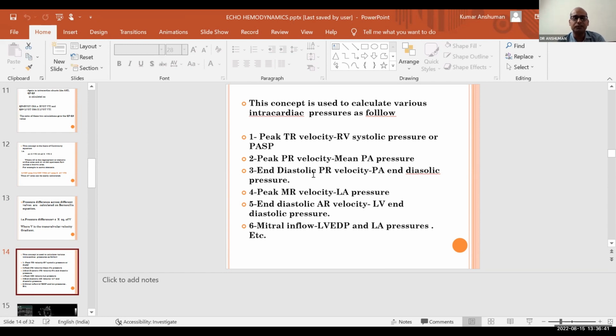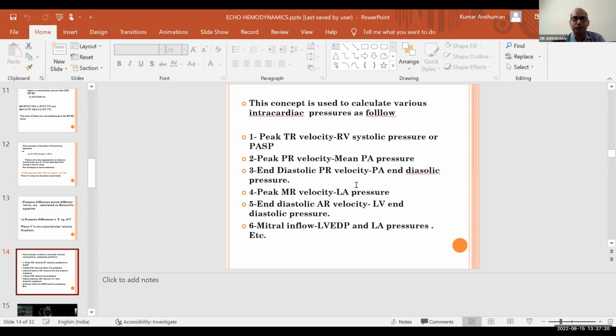The basic difference is that where you get low velocities, you use pulse wave Doppler, and where you get high velocities, you use continuity wave. Like peak MR velocity, you will go for continuity wave, and peak TR velocity you will go for continuity wave, but peak PR velocity you can go for pulse wave. If velocity is beyond the Nyquist limit, you will go for continuity wave. So you just measure the peak of the graph, and you get peak PR velocity. Same for peak TR velocity, same for end diastolic PR velocity.